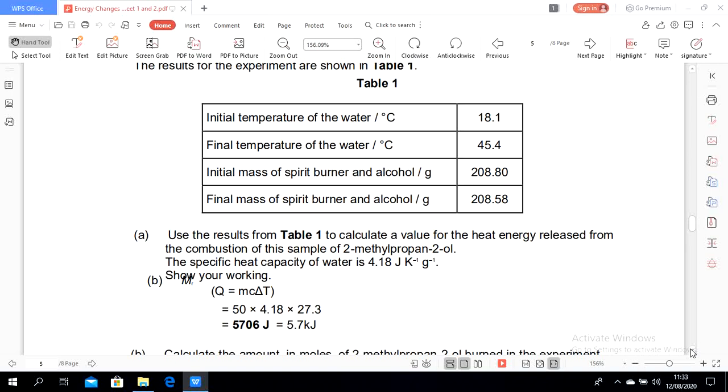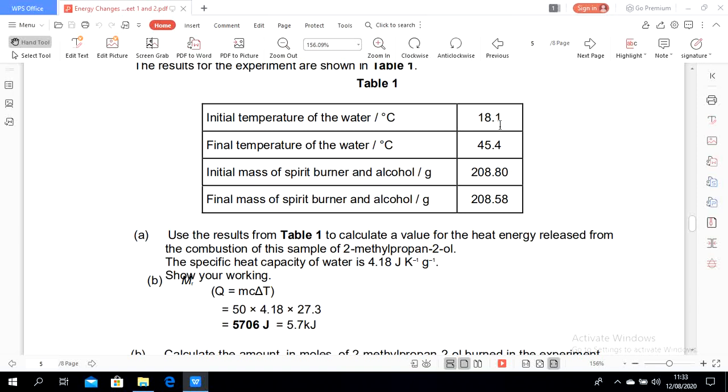So the water is heated. So here we use the mass, the mass of the water, which is 50 gram, because the unit of the specific heat capacity is in gram. So we can use the mass in gram. And then the temperature is 27.3, the difference in the temperature.